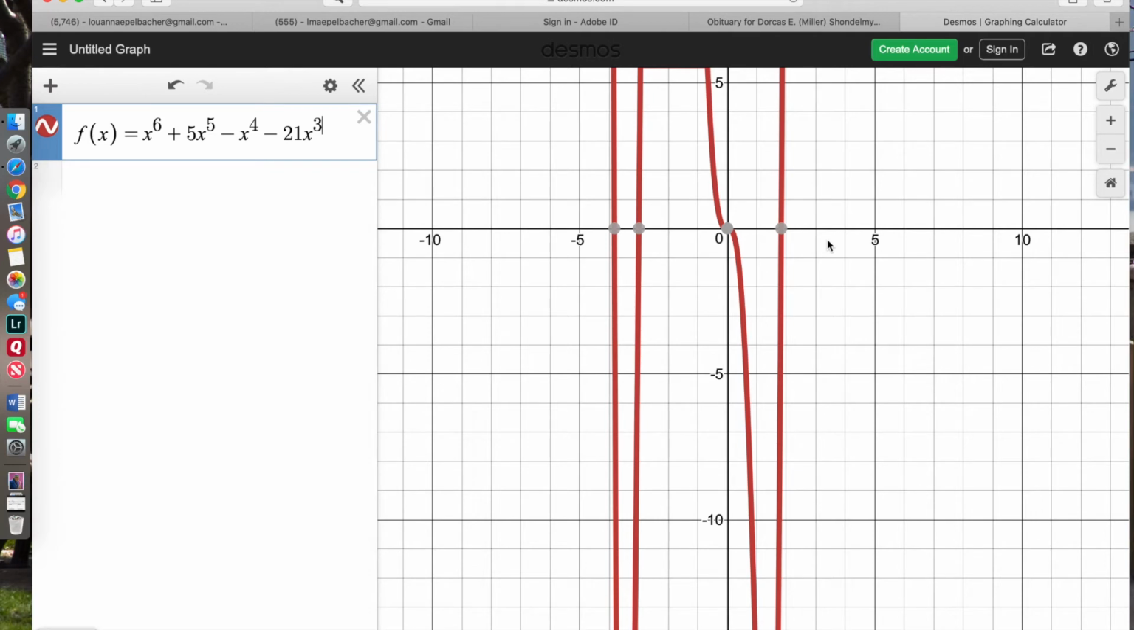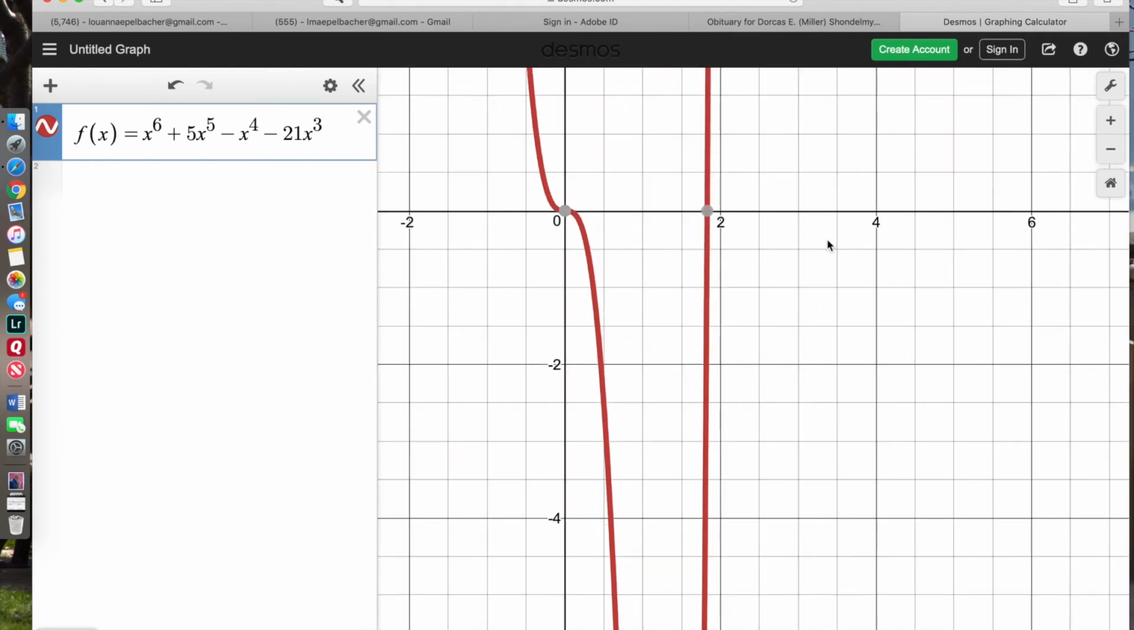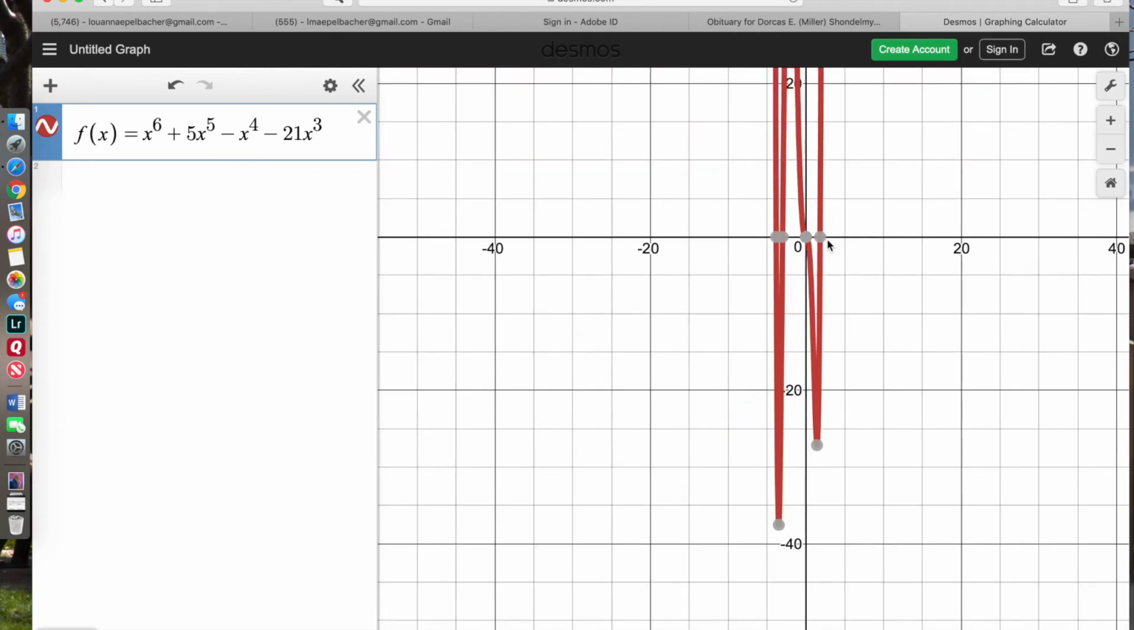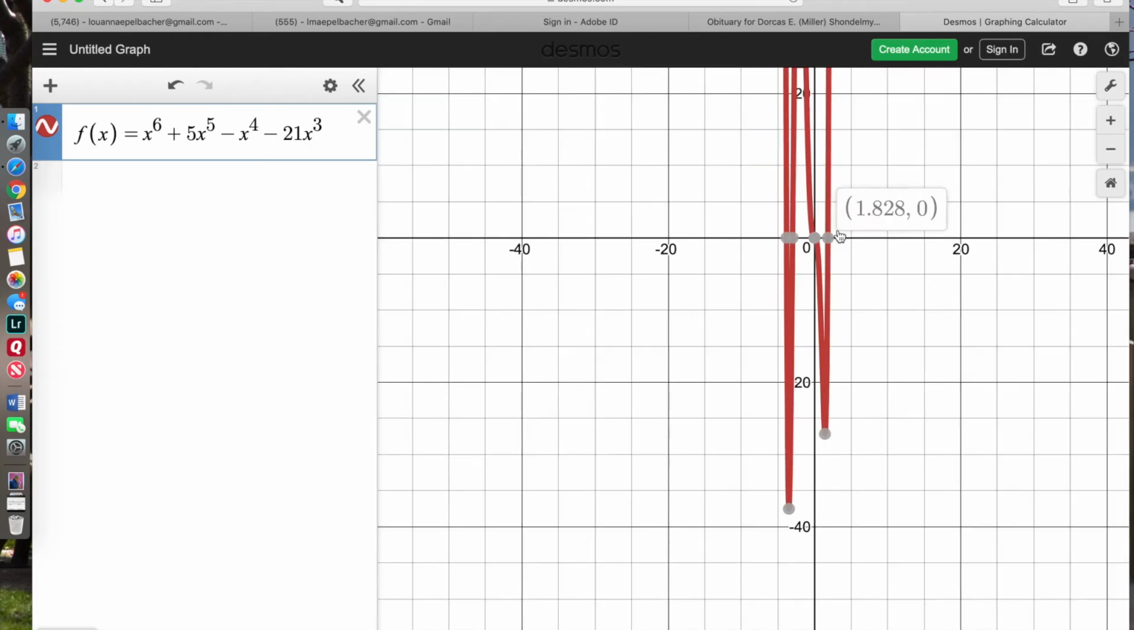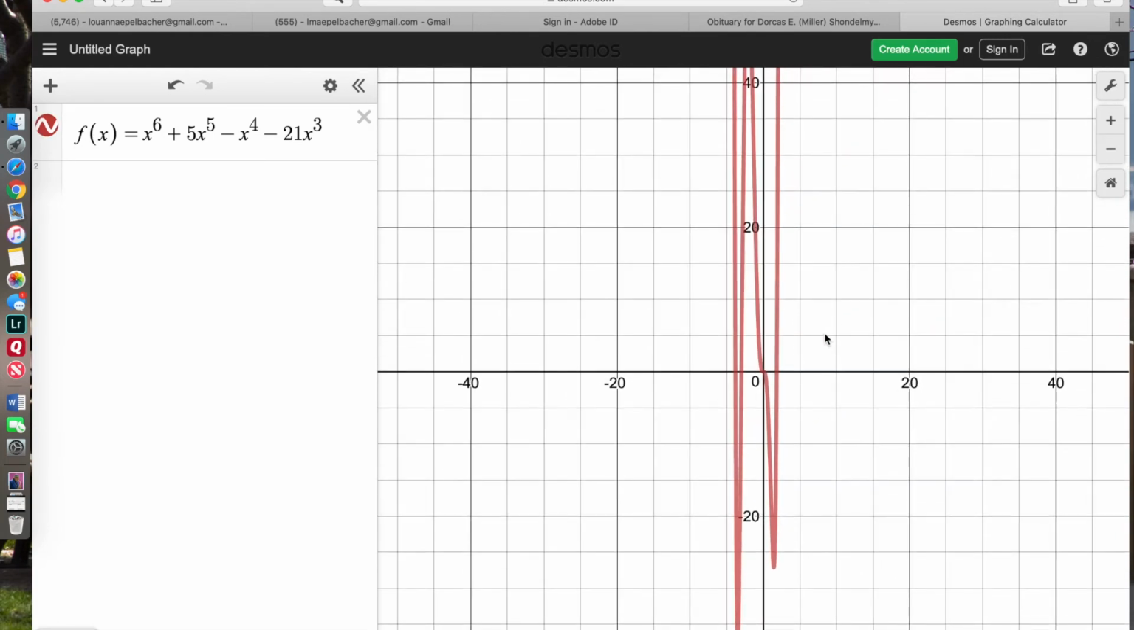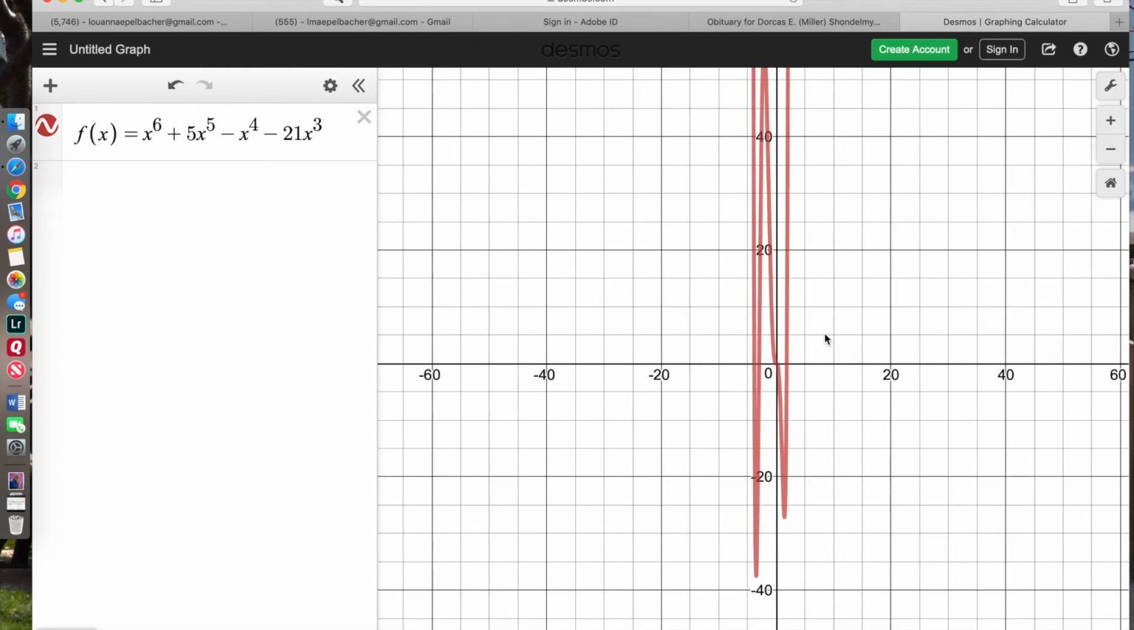The other thing that you can do if you don't like how the screen looks, because if I were to zoom in, that's not helpful. I can't see all the turning points and not have the graph be too skinny.